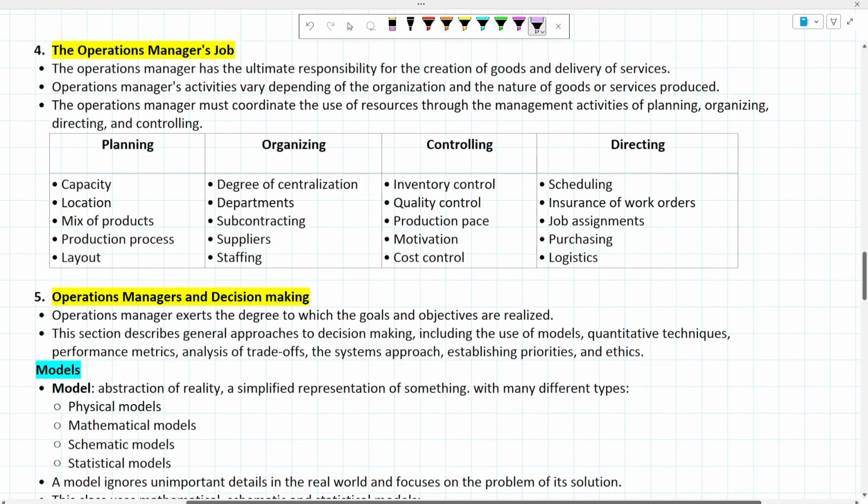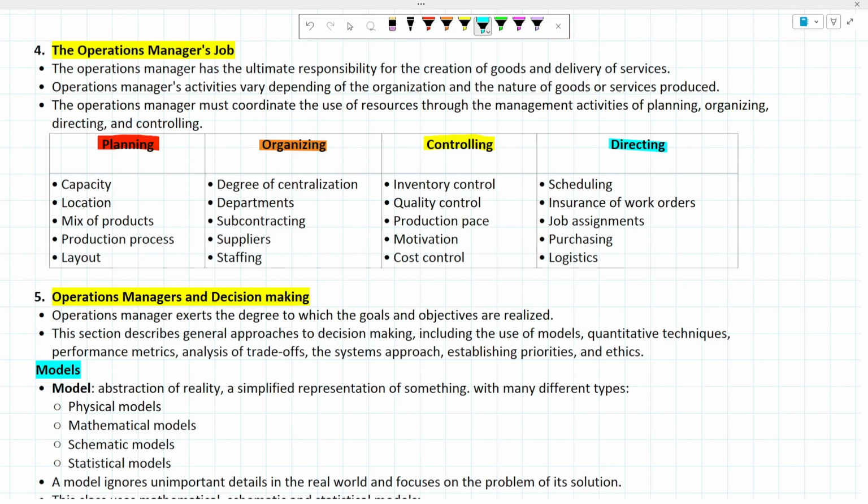So we could see here planning. I'll put this in red. You have the capacity, the location, the mix of products, the production process, and the layout. Organizing is the degree of centralization. You have the departments, subcontracting, suppliers, and staffing. Controlling, you have inventory control, your quality control, your production pace, the motivation, and the cost control. And lastly, directing: scheduling, the issuing of work orders, job assignments, purchasing, and logistics.